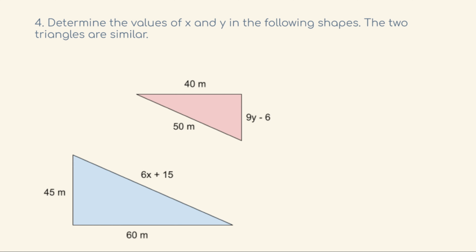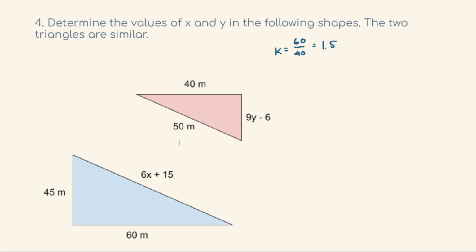We want to determine the values of x and y in the following shapes. The two triangles are similar. So let's start by finding what the scale factor is. Let's do big over small again. 60 over 40, and that's just going to come out to 1.5. So from this red triangle to that blue triangle, we got 1.5 times larger.